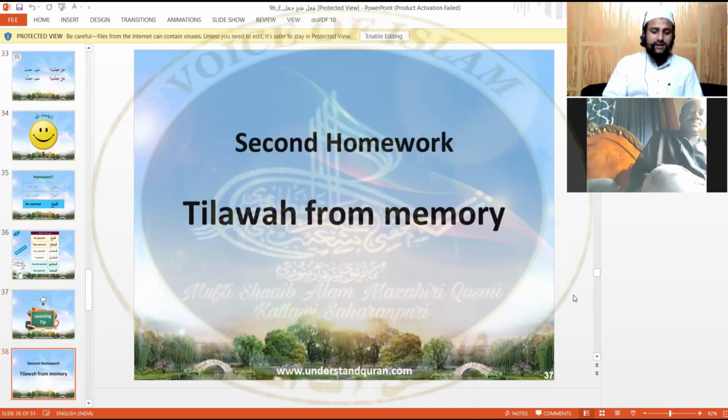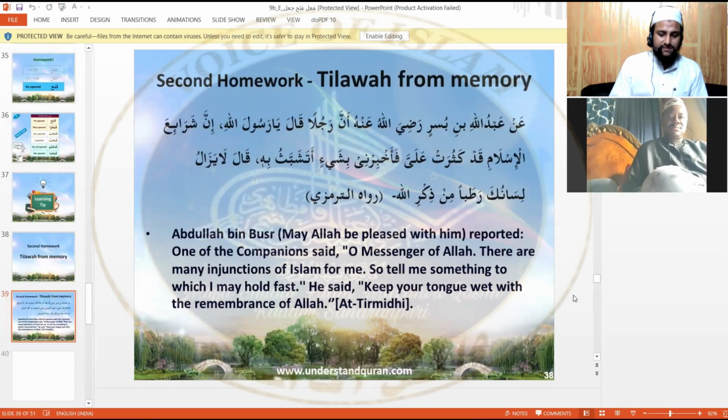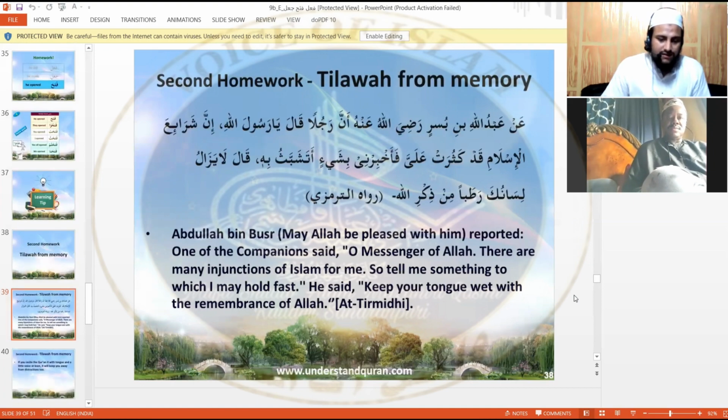Learning tip. Second homework, tilawa from memory.